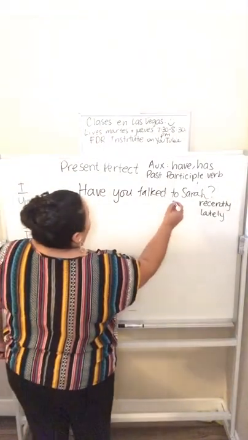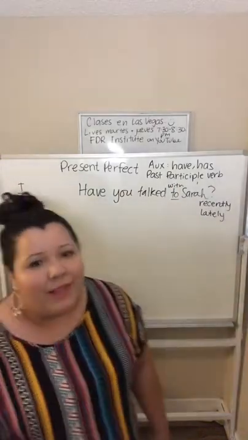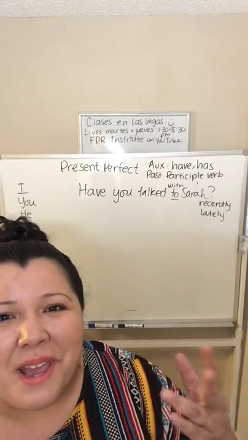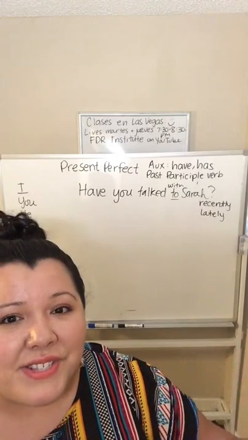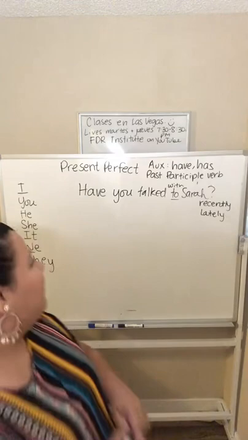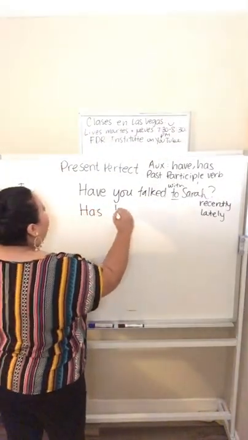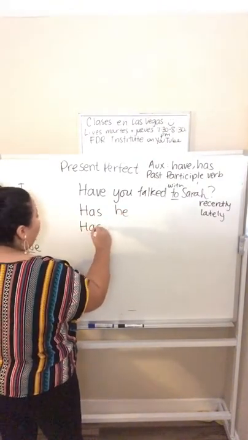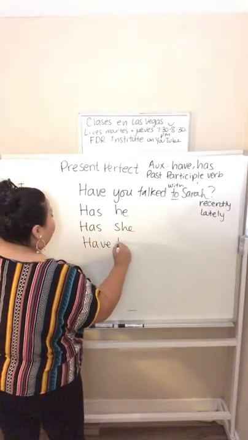Now, esto guys, talk to, si lo dicen con with, that's fine. Depende de la persona, te va a decir si es to or with, so hay argumentos. So if you say talk to, talk with, not a big deal. But have you talked to Sarah recently? Have you talked to Sarah lately? ¿Has hablado con ella últimamente? And then si cambio de sujeto, solo vamos a conjugar el verbo auxiliar. Has he? Has she? Voy a brincarme el we y vamos a ir directo a they. Have they talked to Sarah?